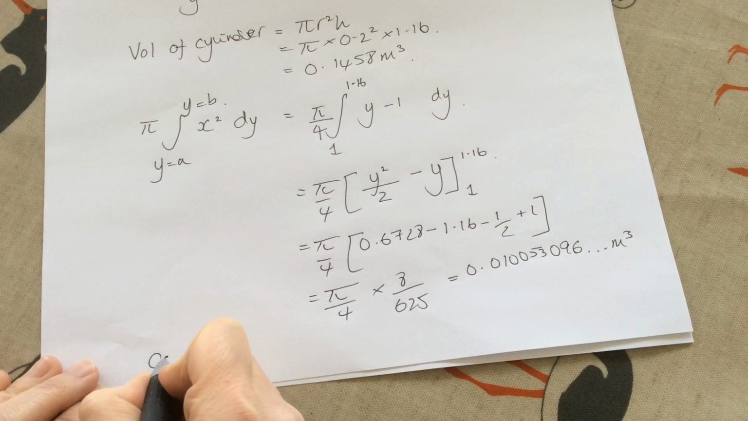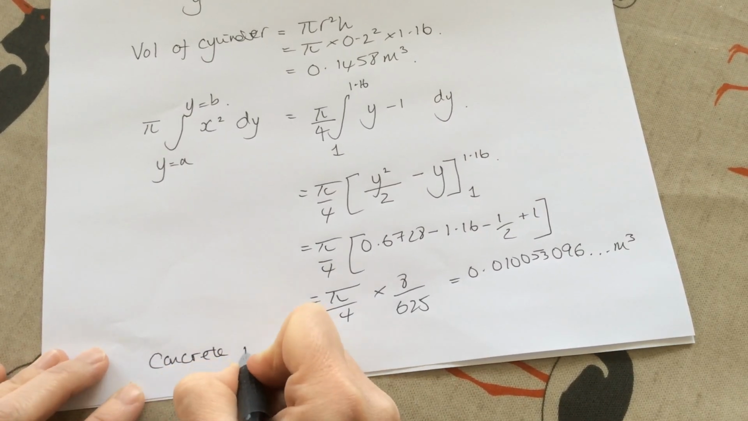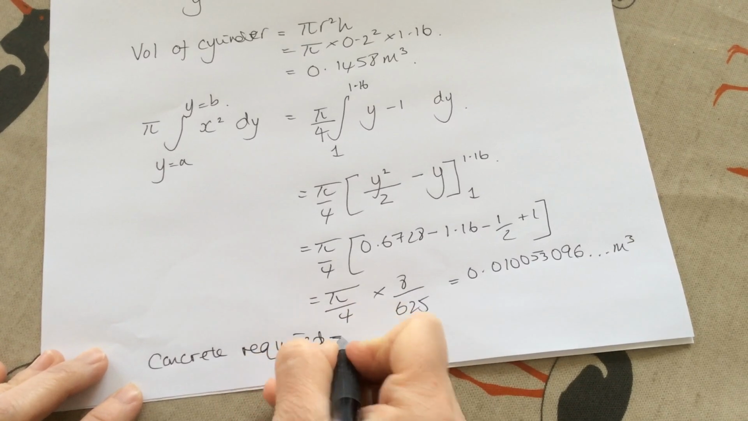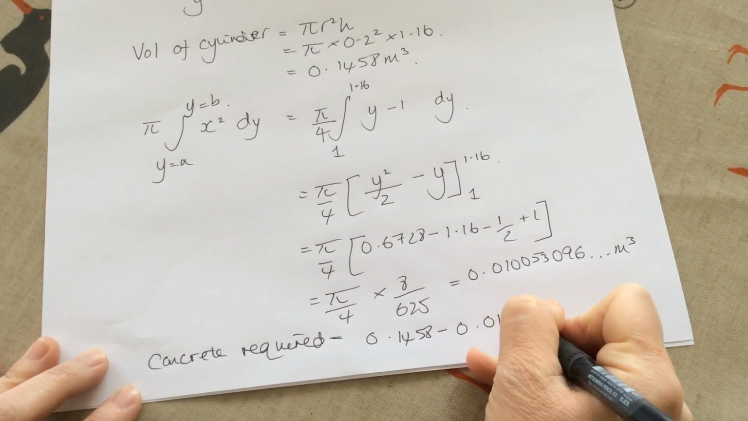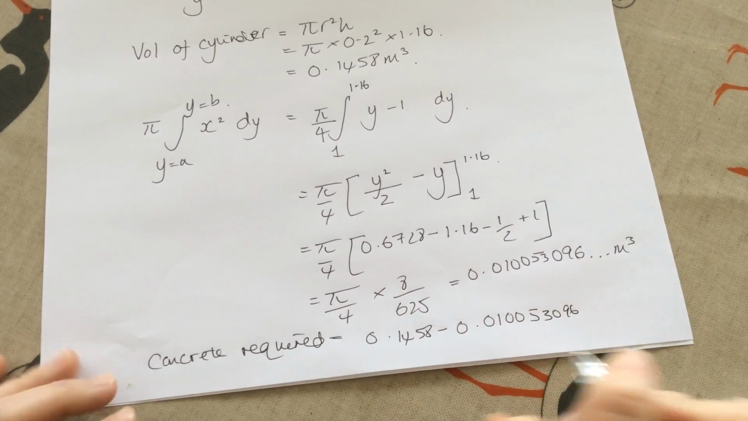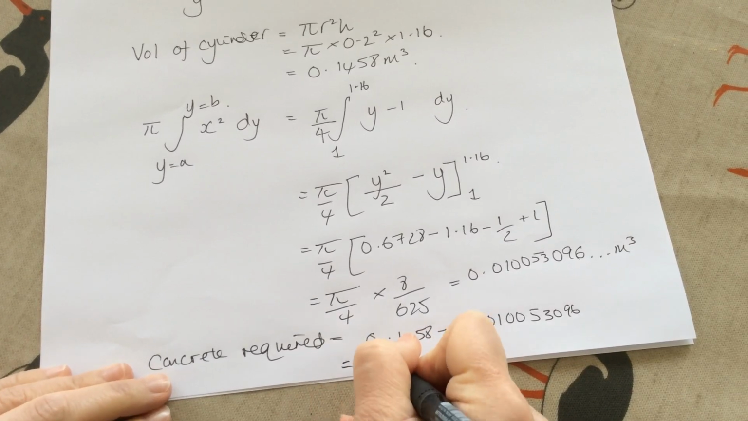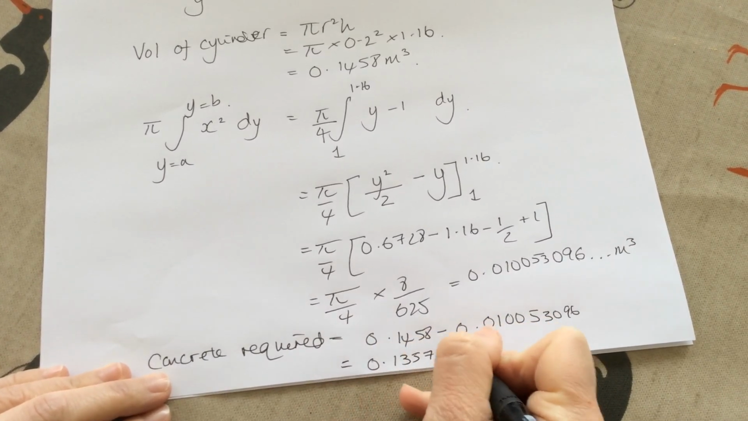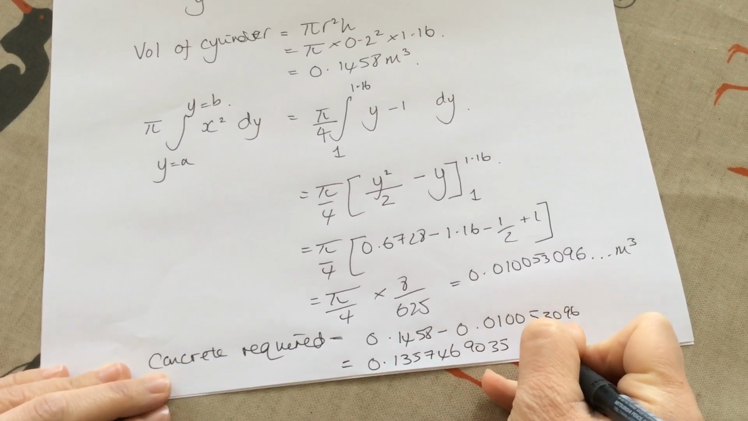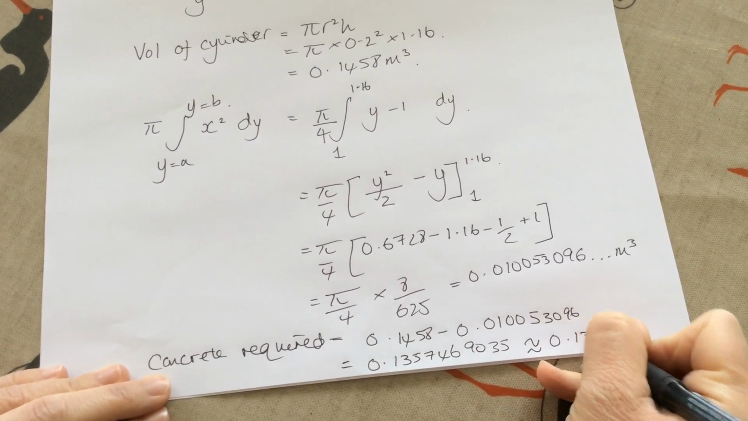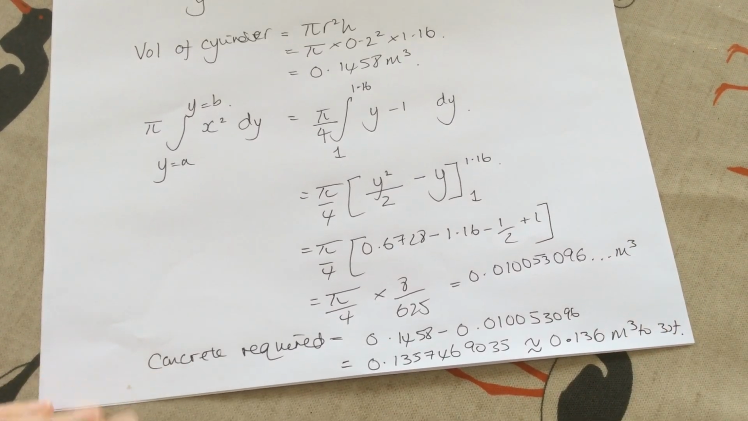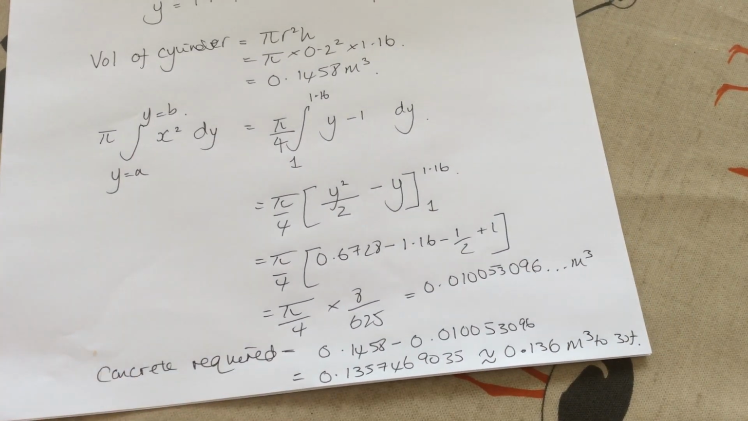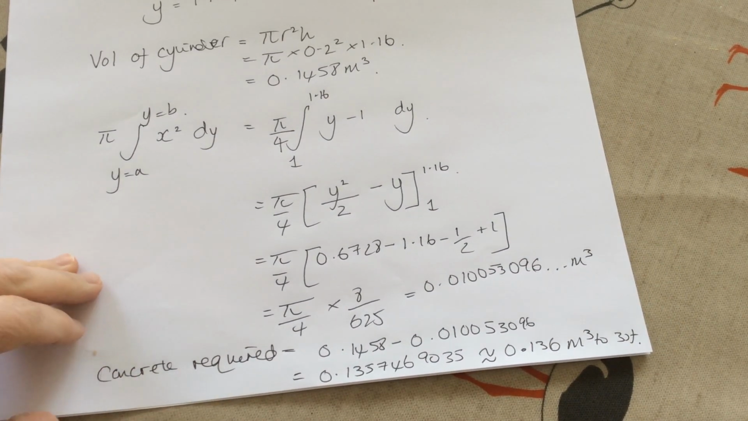And that's now what I need to subtract from the volume of my cylinder, which was 0.1458. So the concrete required is 0.1458 subtract 0.0100539096, and that is 0.1357469035, which is 0.136 metres cubed to 3 significant figures. Okay, so that is the workings for the first question that you had to do.